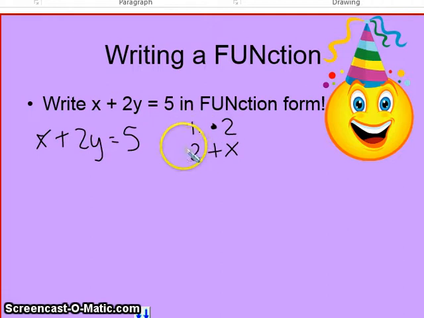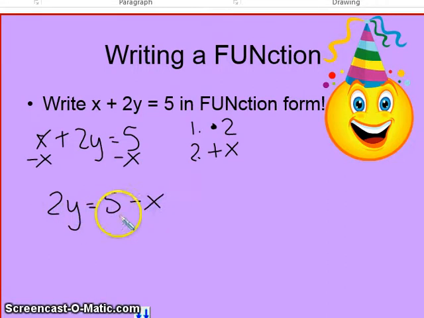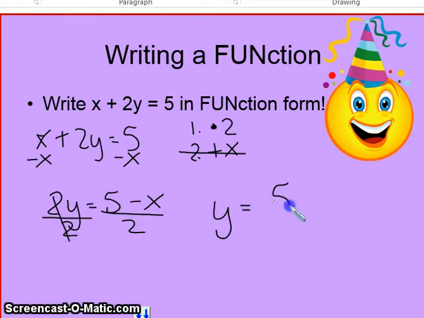So since my last thing was add x, I'm going to subtract x from both sides. Then I have 2y equals 5 minus x. I can't combine 5 minus x because one's a variable and one's not. Now the next thing in my list is multiply by 2, so I'm going to undo that by dividing by 2. So I've got y equals 5 minus x all divided by 2.